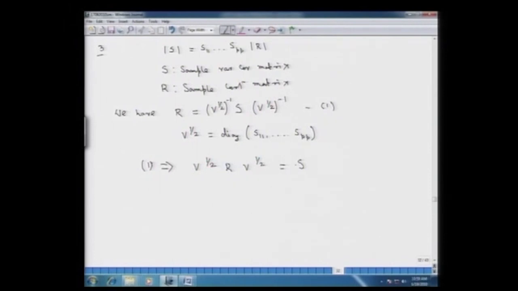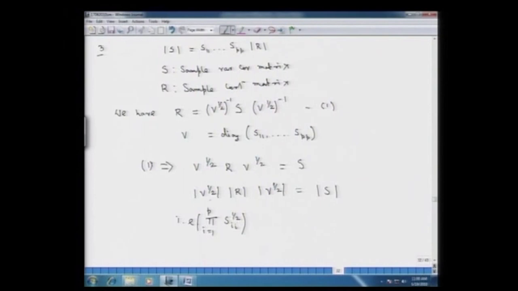Now taking determinant, what we will be having is that determinant of V half into determinant of R into determinant of V half would be given by determinant of this S matrix. That is what we have now. Note that, I'm sorry, actually this is not V half yet, this is just the V matrix. So the V matrix is just the diagonal with S11, S22, ..., SPP as its diagonal entries, and then we raise that to the power half. So if we look at determinant of V to the power half, what will happen to this is S11 to the power half, ..., SPP to the power half. So we will have this as a product, i equal to 1 to p, S_ii to the power half.